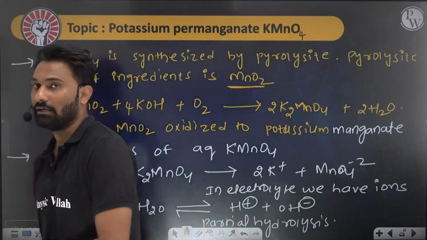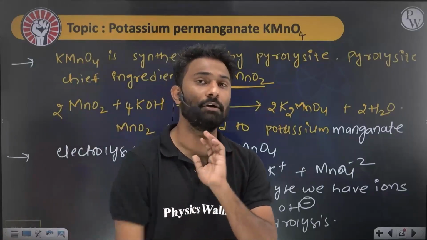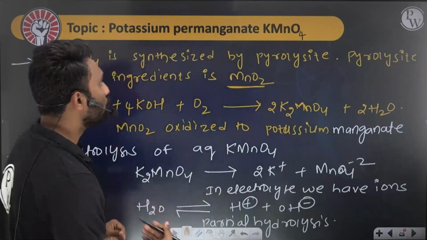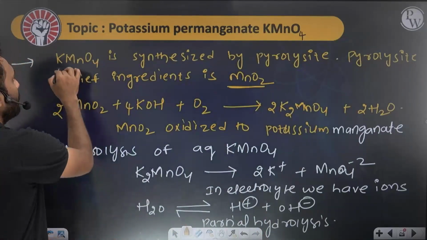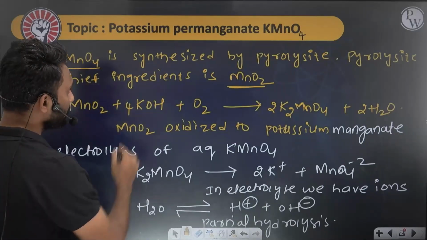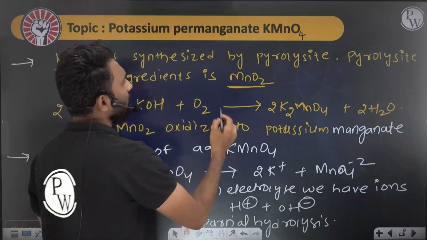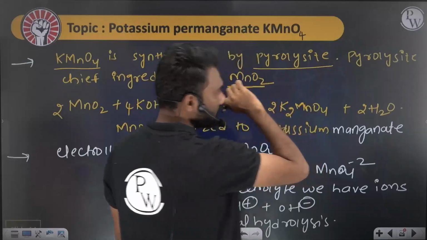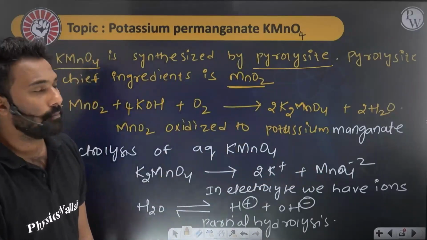Potassium permanganate. How can we synthesize potassium permanganate? Look here, potassium permanganate is synthesized from pyrolusite. Now this potassium permanganate is synthesized from the pyrolusite.